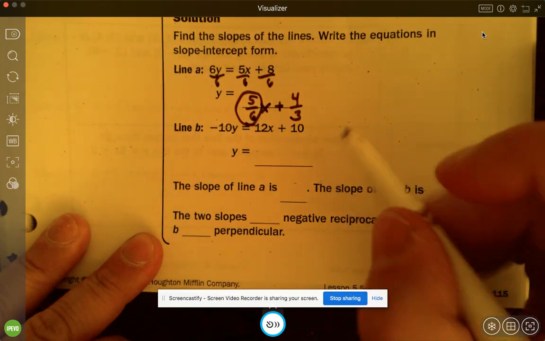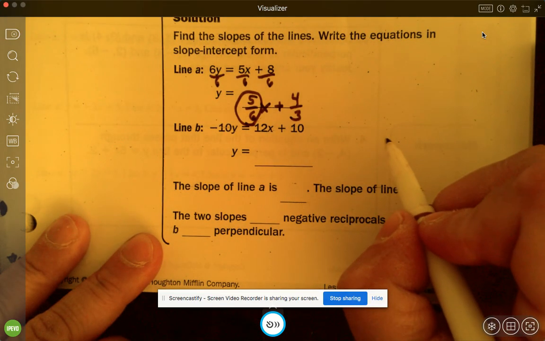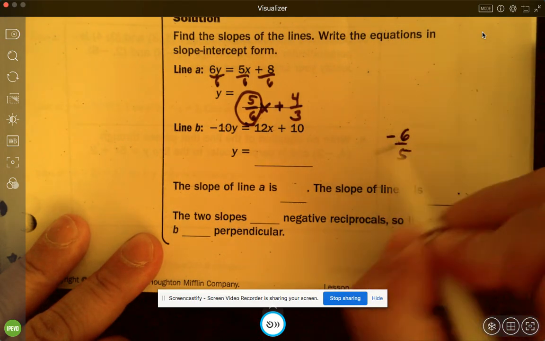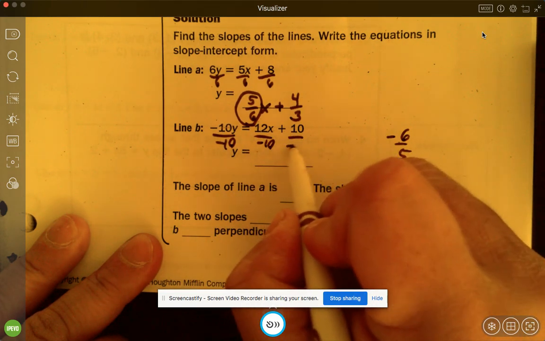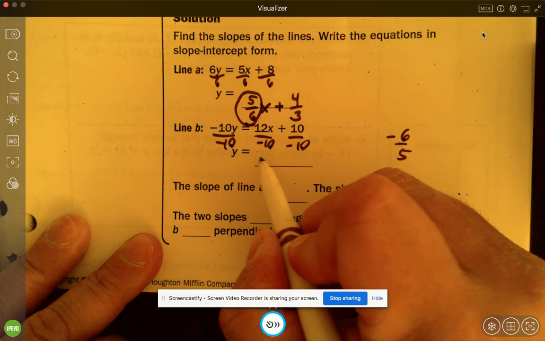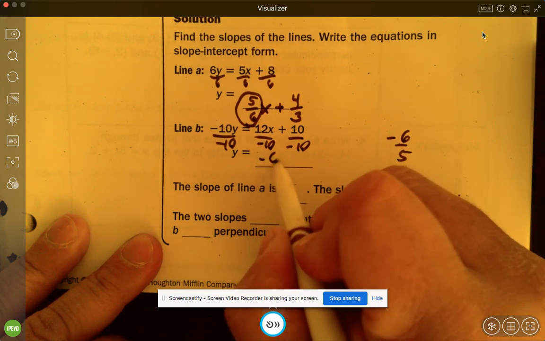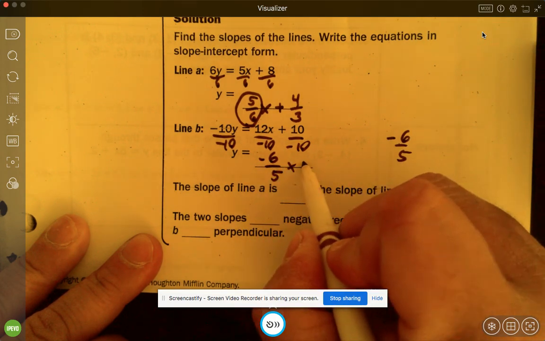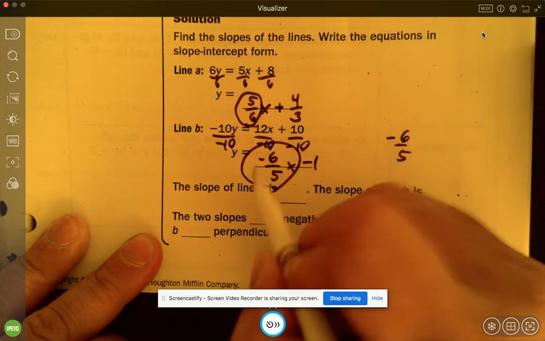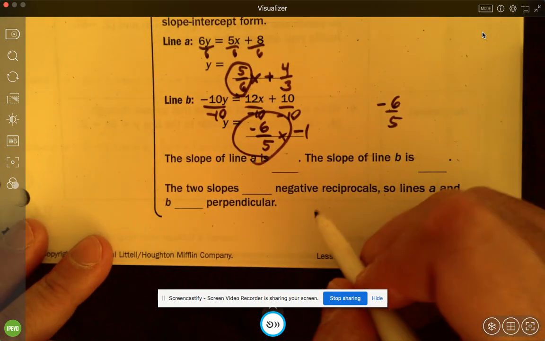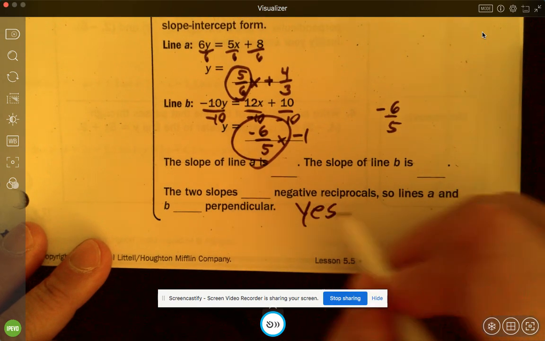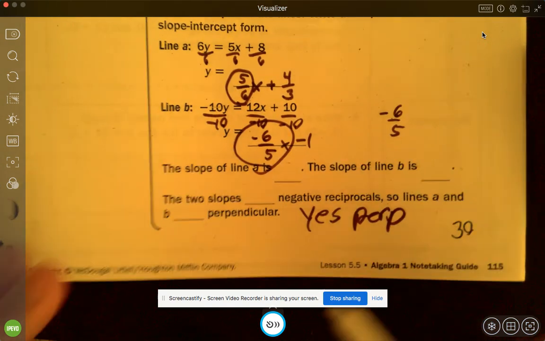Now for this one, what are we looking for the slope to be? We want it to be negative 6 over 5. And if I divide by negative 10, I end up getting y equals, there it is, negative 6 over 5x minus 1. So because they're opposite reciprocals, you would say yes, they are perpendicular.